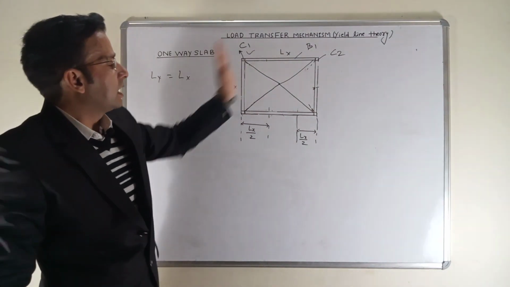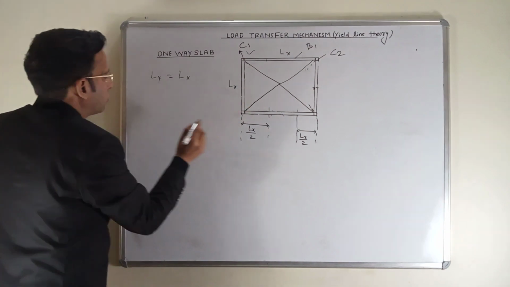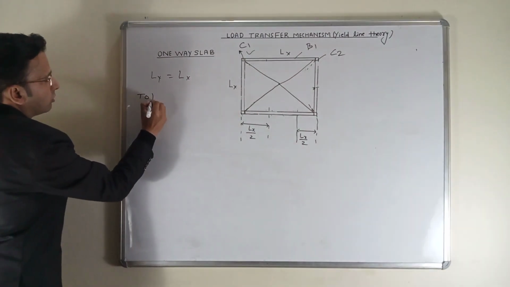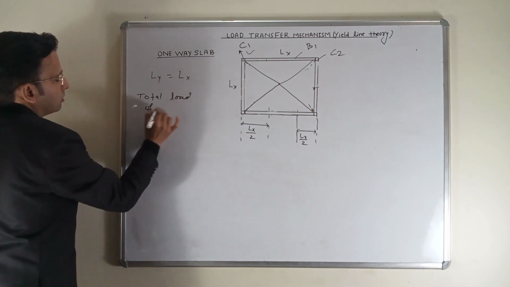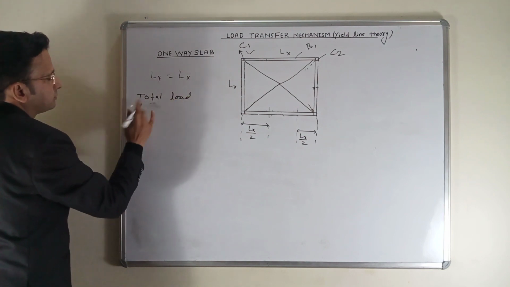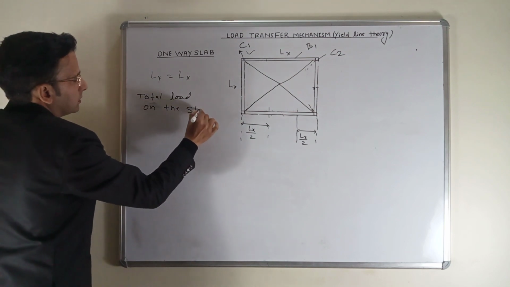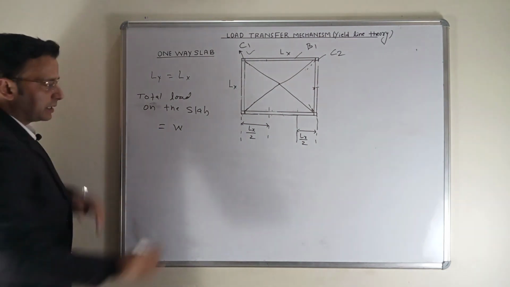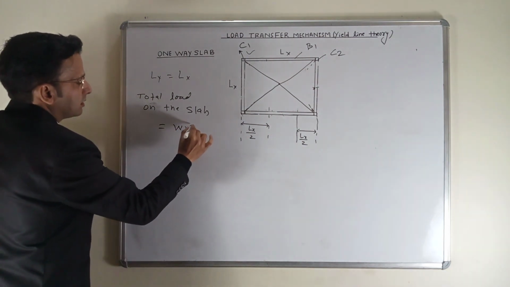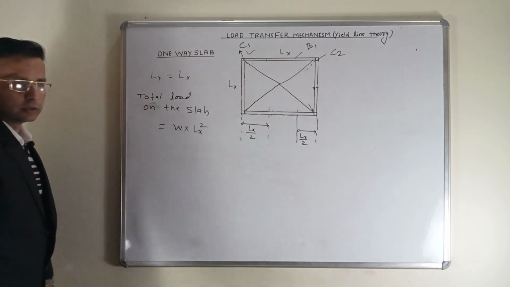As Lx and Ly are equal, load per unit area is W. What will be the total load of the slab? Total load on the slab is nothing but W, load per unit area, multiplied by the area, Lx into Lx, Lx square. Okay.